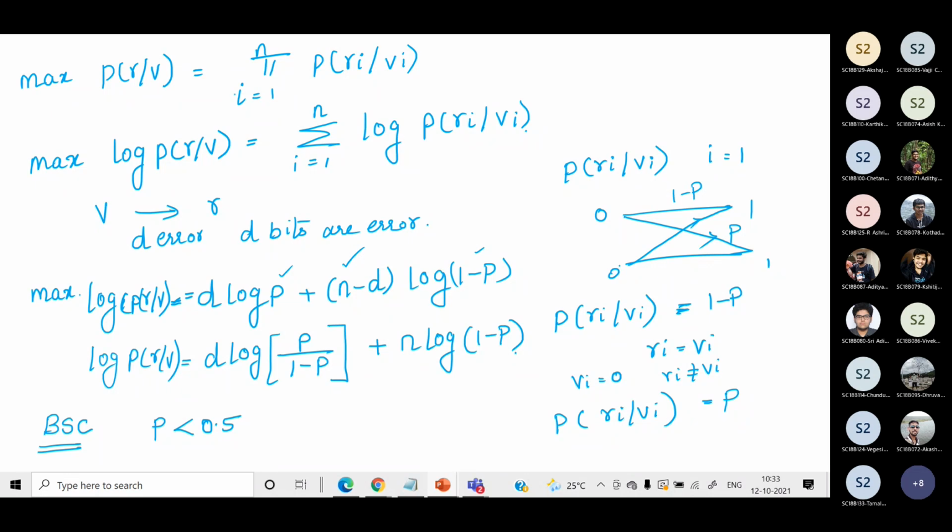If I transmit 1, then definitely I am going to get 0, right? So it is a sure event, that is whatever we transmit, it is going to be an error. So here we are going to choose the condition that probability of error is less than 0.5. If it is less than 0.5, this factor is going to have a negative value.